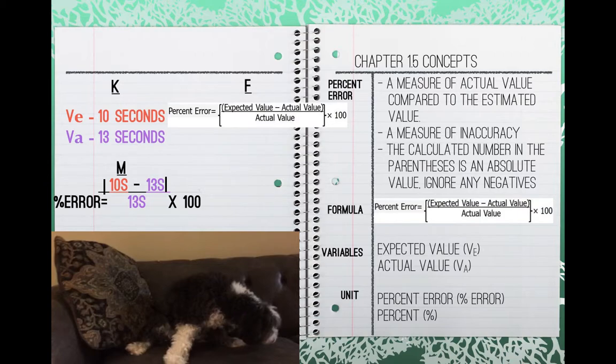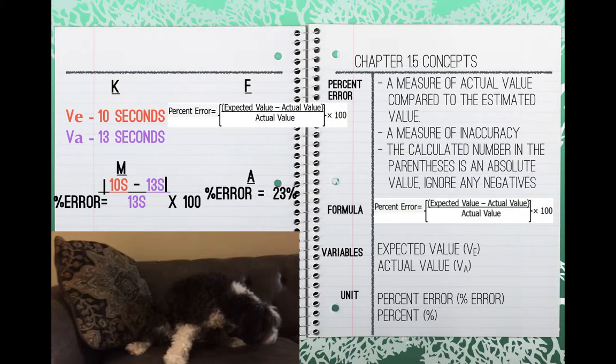I could write my math underneath. That would be about 0.23. And then what I do is I times this number by 100. We're trying to get a percent. So 0.23 times 100, I'm going to move my decimal place over 2. And my percent error of how long she would keep a treat on her nose was 23 seconds.